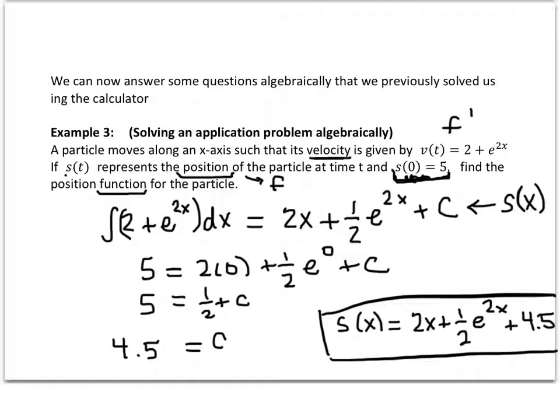And I could then evaluate that position function at any time I wanted. So I could plug in 3 or 5 or 7 or 11, and this function would tell me what the position was at any of those time values.